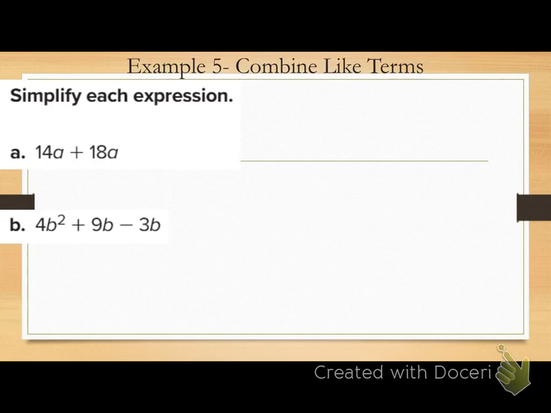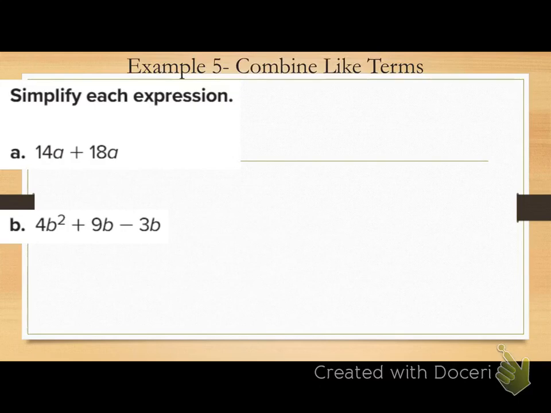Simplify each expression. I've got 14a plus 18a. Someone raise your hand and tell me how I would simplify this. Just add them. Why can I add them? They both have variables. Are they the same variable? Yep. Do the variables have the same exponents? No exponents, so yes. If there's no exponent on a variable, it's understood to be 1. So they have the same exponents, right?